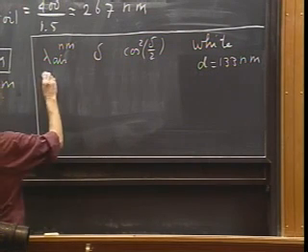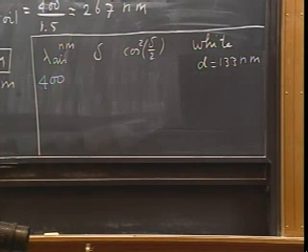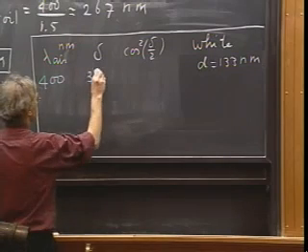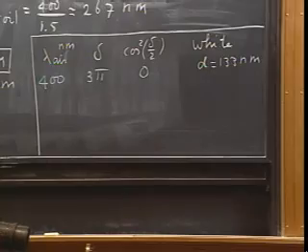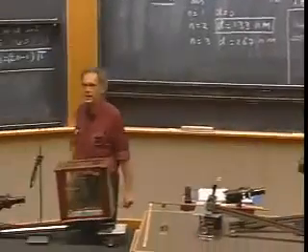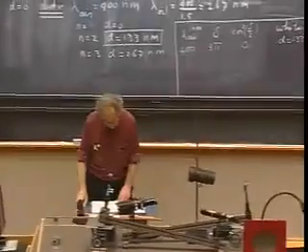Okay, 400 nanometers, blue light. Delta is 3 pi. This is 0. We already calculated that. That's the destructive interference if you make that layer 133 nanometers.